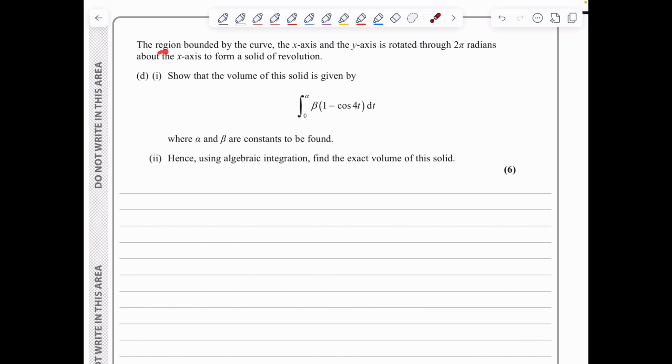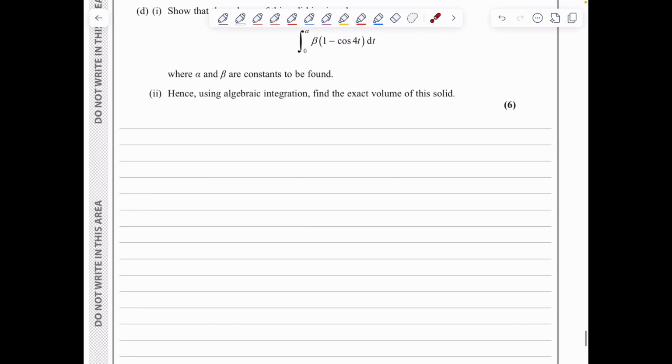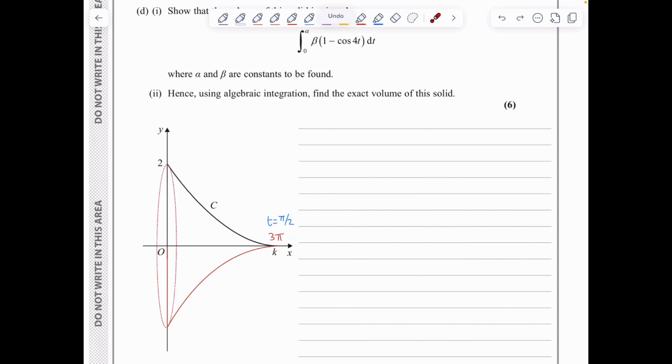Now the region bounded by the curve, the x-axis and the y-axis is rotated through a full revolution to give a solid. We need to show that the volume of this solid is given by this integral where alpha and beta are constants to be found, and then proceed with algebraic integration to find the exact volume of this solid. Well, let's recall from the curve given that if we rotate it about the x-axis, this is the kind of solid that is formed. We know that the value of k is 3 pi for x, which corresponds to a value of t of pi over 2.